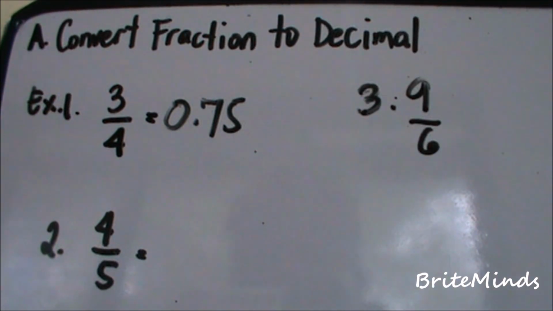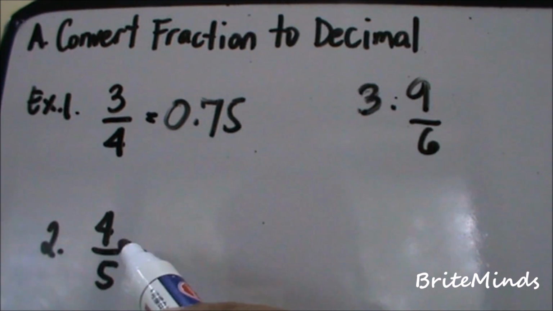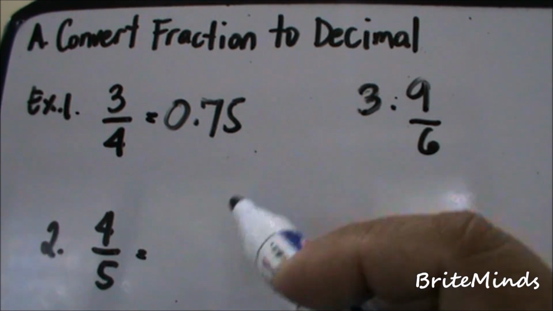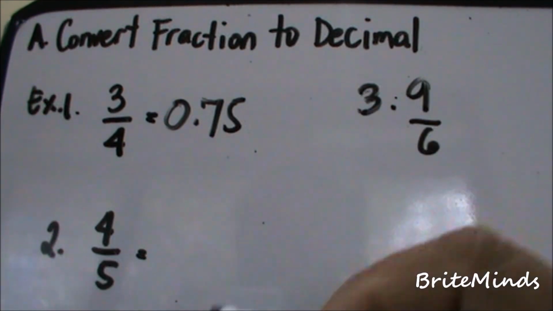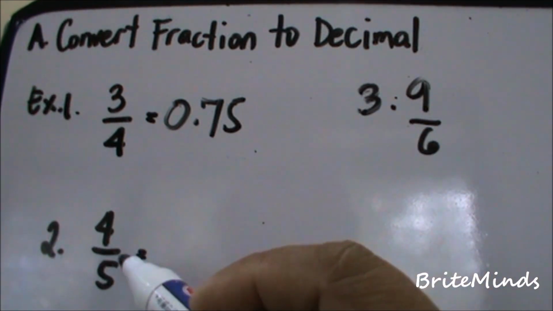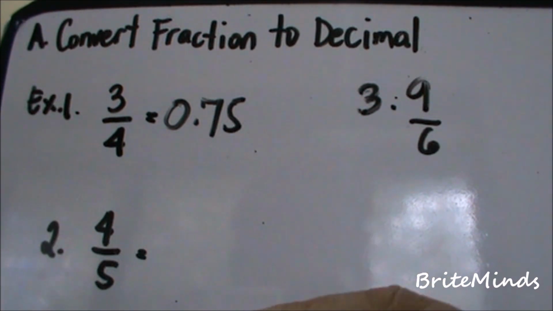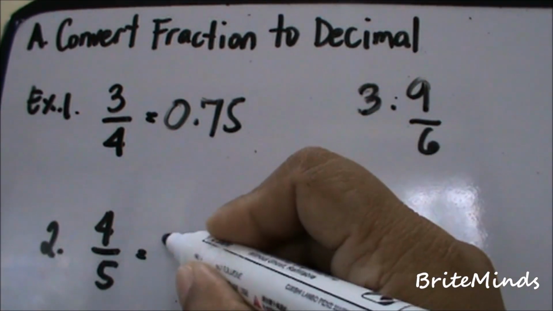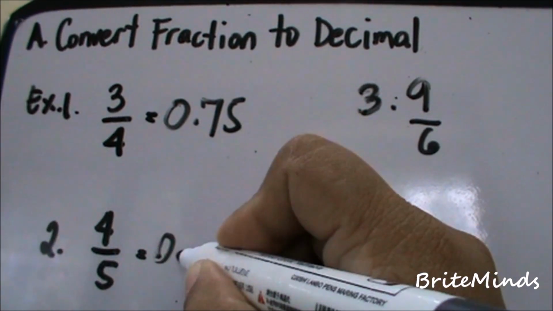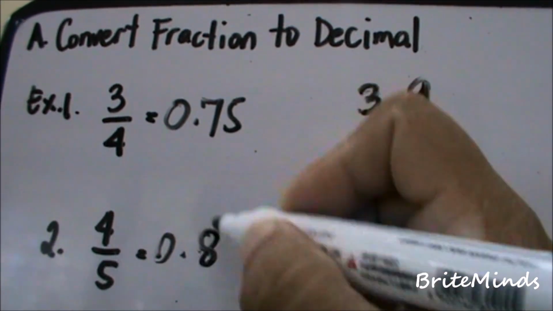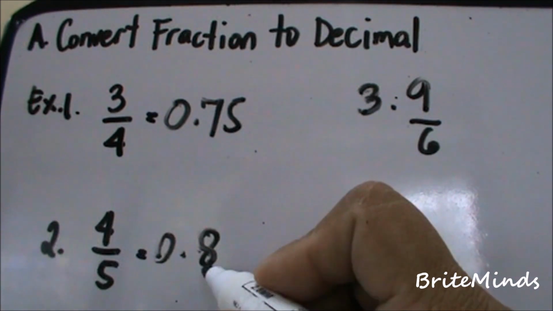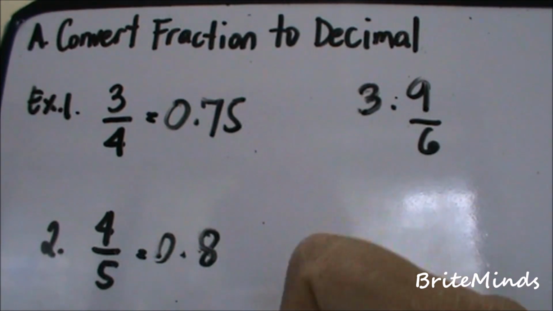Okay, so then the second example, 4/5. To convert a fraction to a decimal, we do division. So 4 divided by 5 will be 0.8, or we can read it as 8/10.